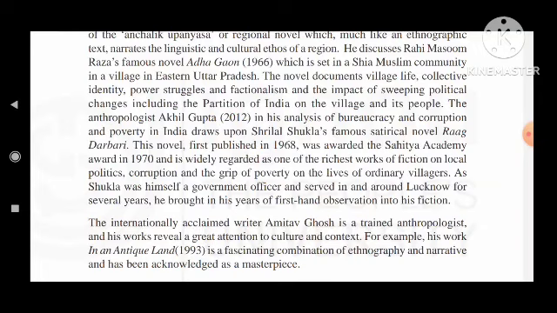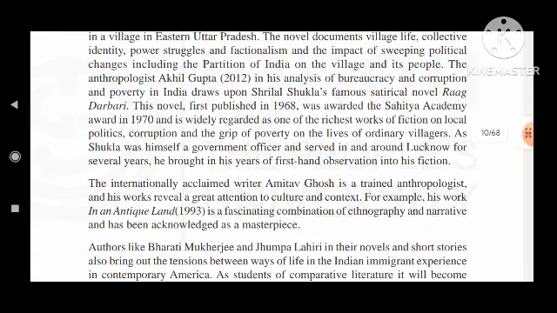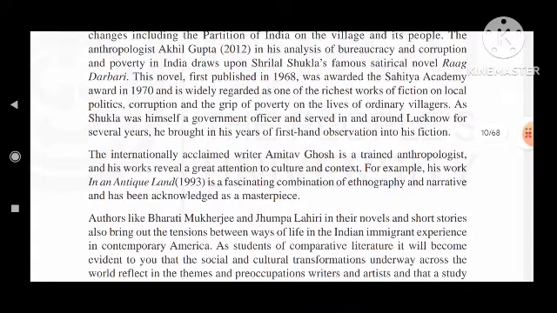This novel, first published in 1968, was awarded the Sahitya Akademi Award in 1970 and is widely regarded as one of the richest works of fiction on local politics, corruption, and the grip of poverty on the lives of ordinary villagers. As Shukla was himself a government officer and served in and around Lucknow for several years, he brought his years of first-hand observation into his fiction.